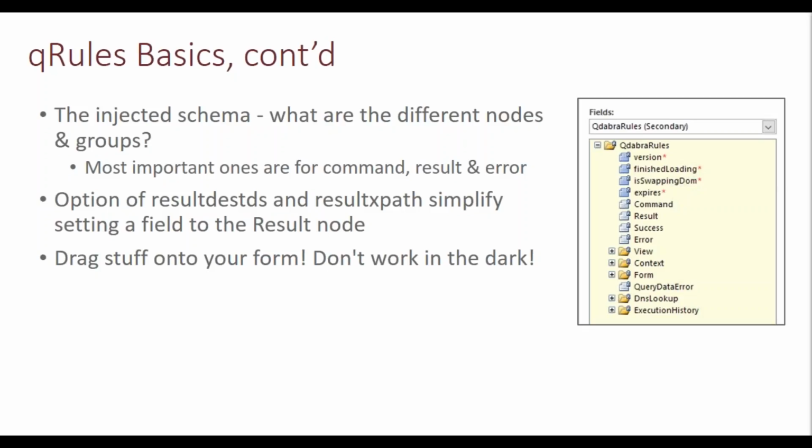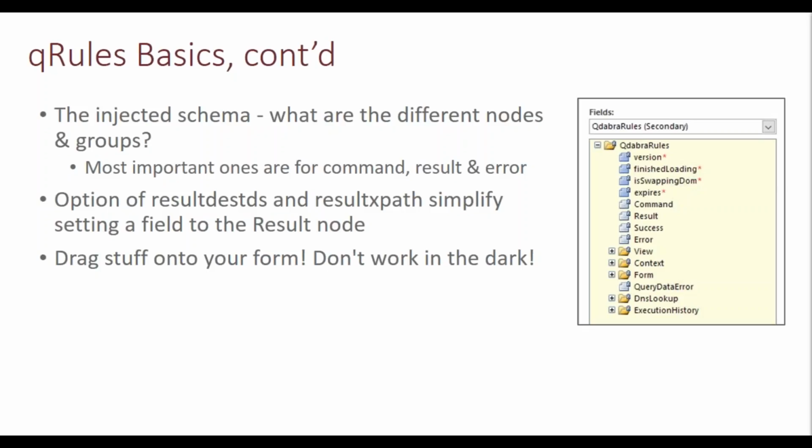So let's say you're using generate GUID to create a unique ID for your form, and you have a form field called GUID in your main data source. You could use result xpath equals and put in the xpath to that main data source node instead of having a second rule that sets that node to the returned result. And if it's in a secondary data source, you can use result des_ds to specify that data source. So it's a great way to simplify or streamline your rules.